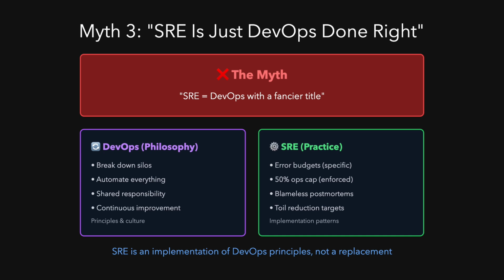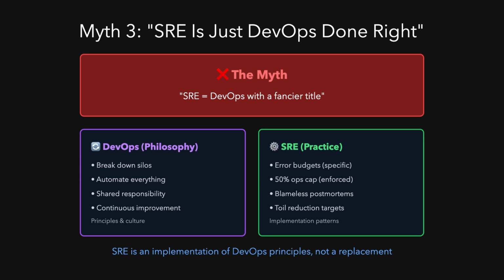Third myth is SRE is just DevOps done right. In reality, SRE is a specific implementation of DevOps principles, using software engineering approaches to operations. DevOps is a philosophy: break down silos, automate, share responsibility, continuous improvement. SRE is a practice: specific patterns that implement DevOps philosophy. For example, error budgets, 50% ops cap, blameless postmortems, toil reduction targets.